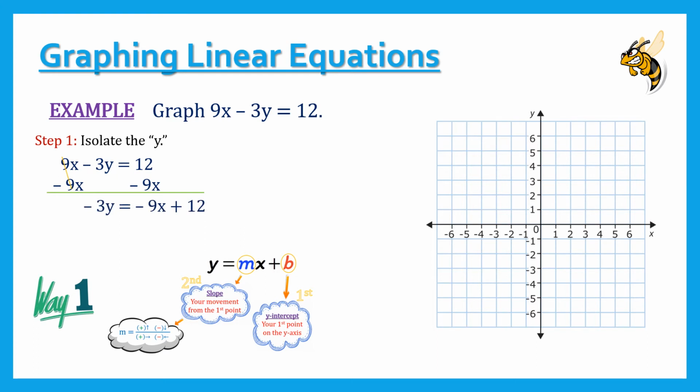Negative 3y equals negative 9x plus 12. The y is not completely isolated, so therefore I'm going to get rid of that negative 3, and it's next to the y, which means multiplication. So the opposite would be division. So divide everything by negative 3.